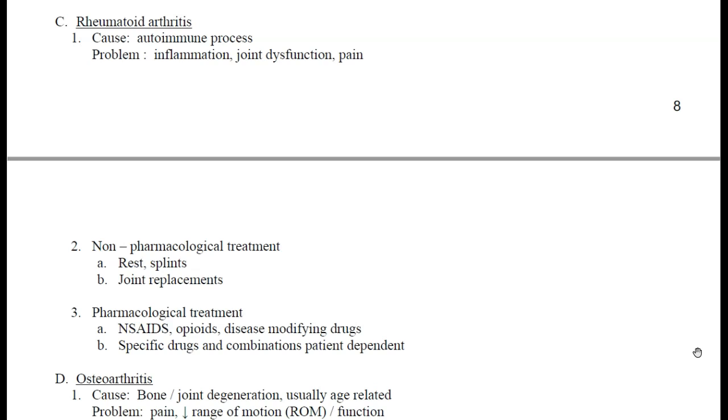Now, the pharmacological treatment includes NSAIDs, opioids, disease-modifying drugs, and some specific drugs and combinations depending on the patient's condition. Especially the disease-modifying drugs have quite an array of side effects and adverse effects. Therefore, a lot of the providers are very careful when it comes to prescribing those medications. So, you may see some patients with rheumatoid arthritis without any medications at all.